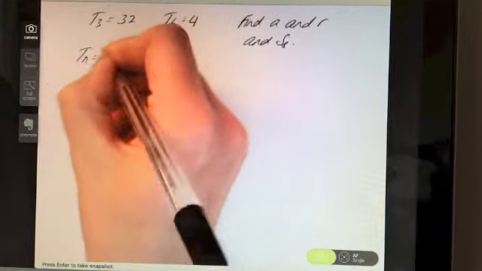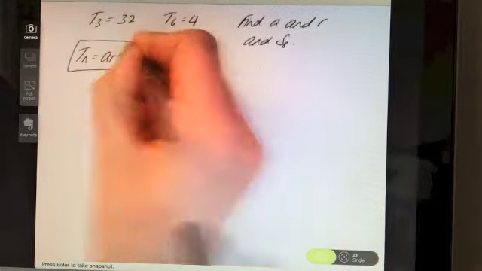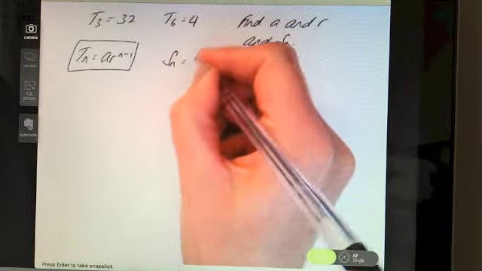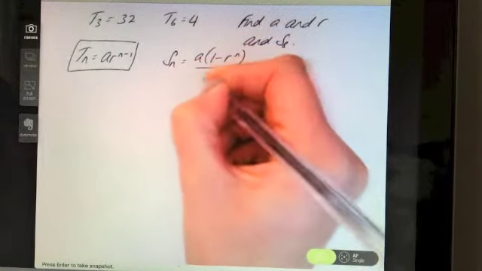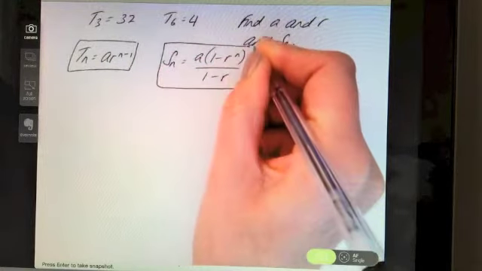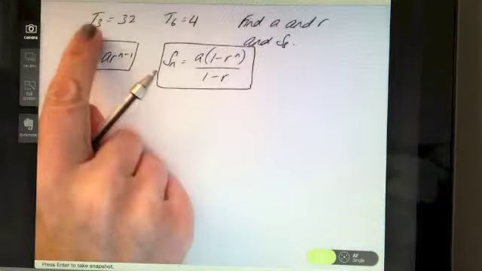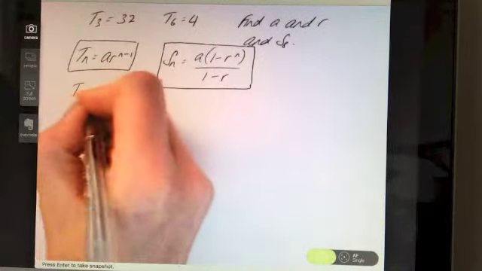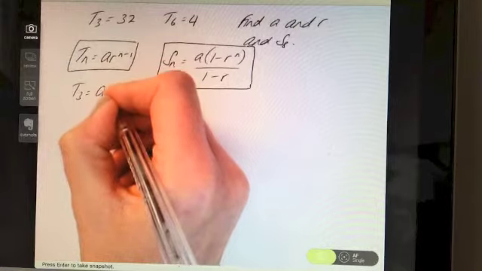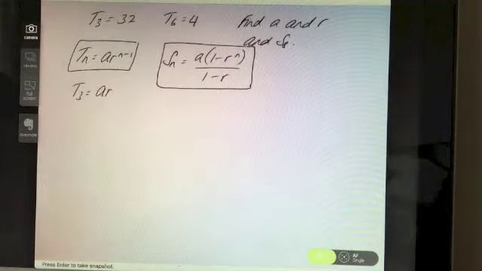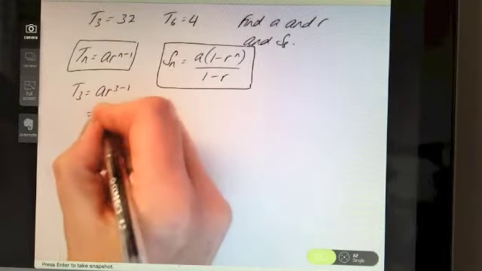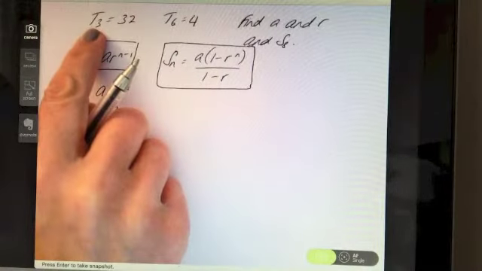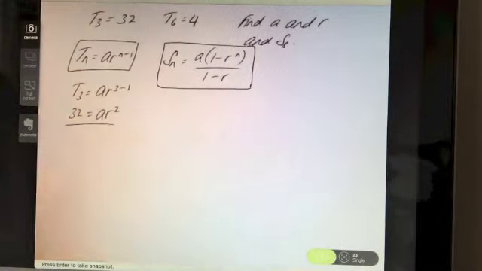Again, the two things you have to work with here, given that we're talking about geometric series and sequences, are Tn is a r to the n minus 1, and the sum of the series is a times 1 minus r to the power of n over 1 minus r. Again, fill in your information as best you can. We're talking about the third term here. So T3 is equal to a, which I don't know yet, nor do I know r, but I do know n is 3, so r to the power of 3 minus 1, that works out to be a r squared, and that third term should result in 32. That's as far as I can go with that.